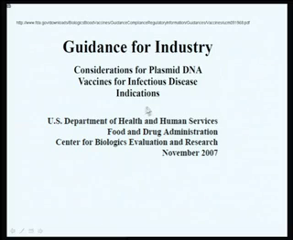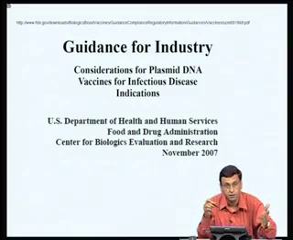In fact, just 3 years back in November 2007, the Center for Biologics Evaluation and Research of the Food and Drug Administration of the United States came up with another new set of guidance for the industry, entitled Considerations for Plasmid DNA Vaccines for Infectious Disease Indications. They revised the guidelines and said, this is the way you have to make plasmid DNA if you want to inject into human beings and bring this DNA vaccine as a product into the market.